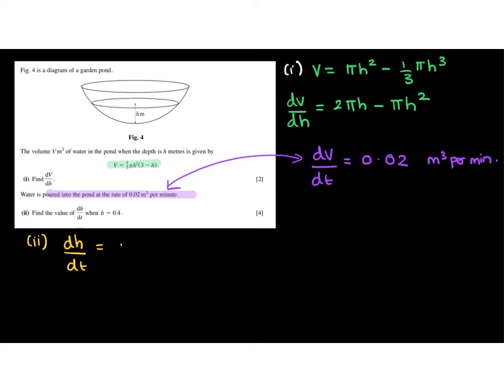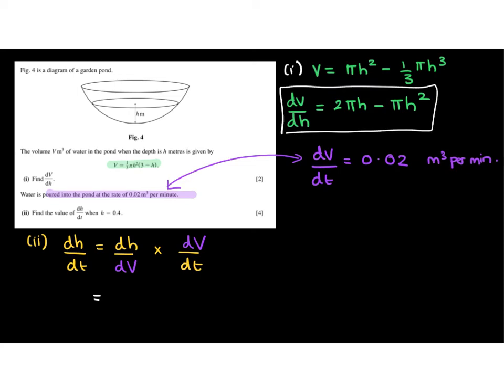So again, I set this up. I need a dH and I need a dt. Now, the other information that we've been given, of course, is dV, or V. We've been given information about the volume. Now, what do I know? Well, dH by dV is, of course, the reciprocal of dV by dH. So this would be 1 over 2 pi h minus pi h squared. And dV by dt is 0.02. So this will give me a formula for dH by dt.